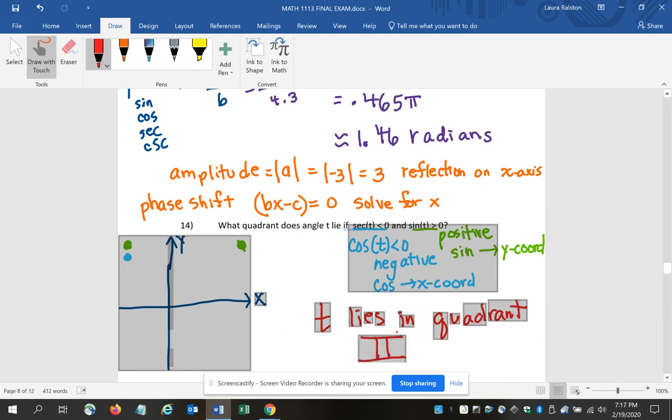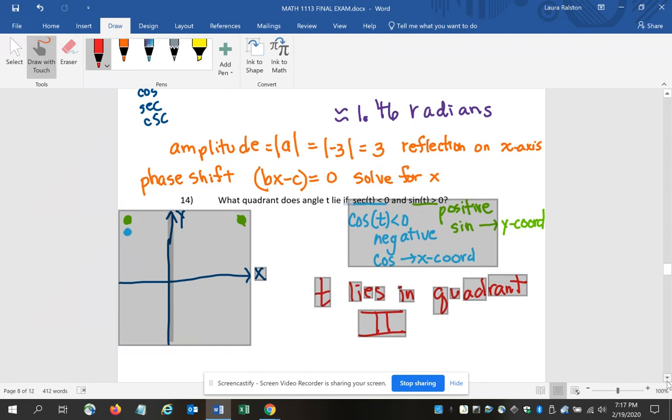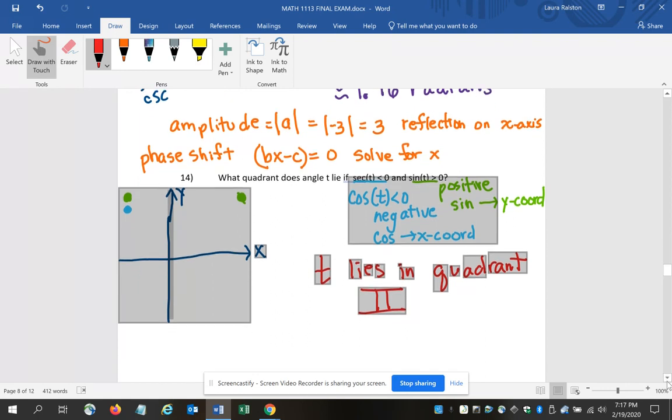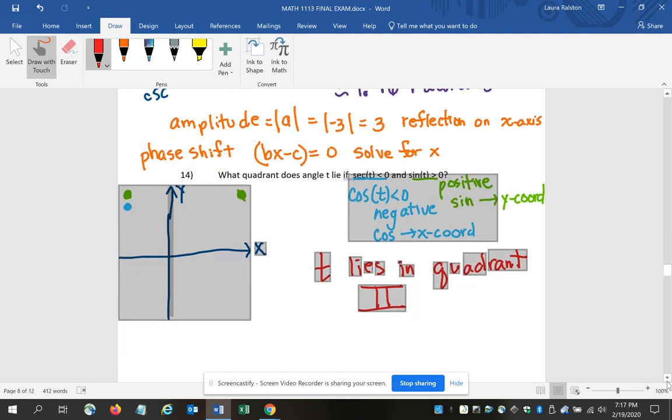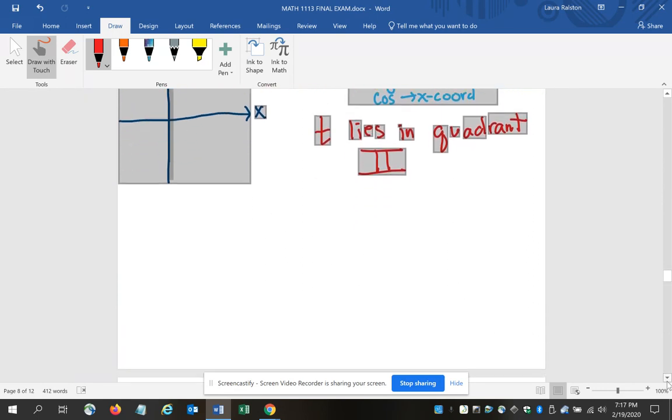Okay, and honestly, guys, that's just a logic, reason it out type problem. There's really no fancy-dancy way to do it. You just got to think about the characteristics of sine, cosine, tangent, and where you would be on the coordinate grid system.